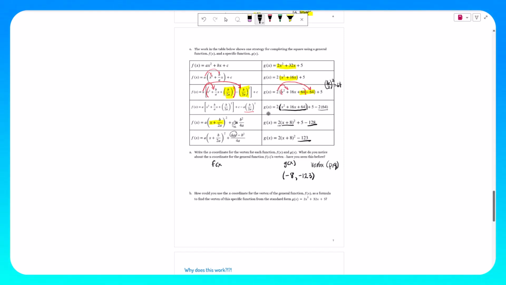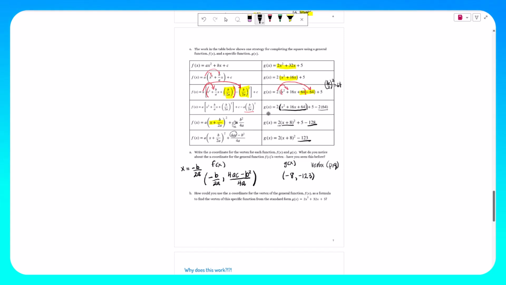For f of x, our P value is -b over 2a, and our Q value is (4ac minus b squared) over 4a. You might notice that you've seen the x before. We have learned in previous lessons that the axis of symmetry, or the x-coordinate of the vertex, just equals that.